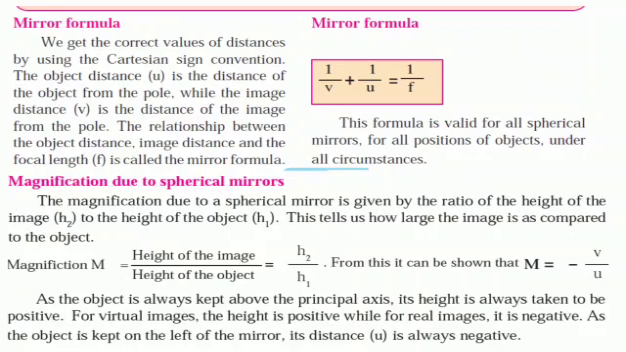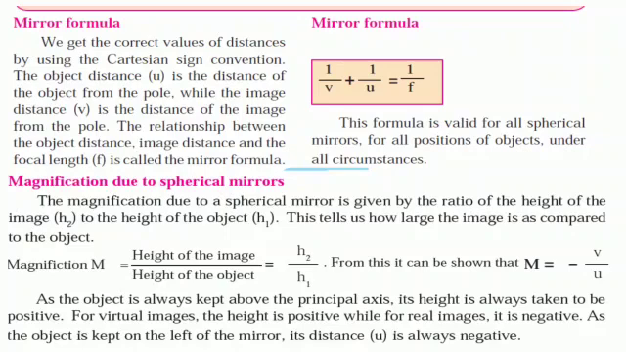1 upon v, v means the image distance, and u stands for the distance of the object. 1 upon v plus 1 upon u is equal to 1 upon f. This formula is valid for all spherical mirrors for all positions of the object under all circumstances. So it's a unique formula, a universal formula applicable for all kinds of spherical mirrors.